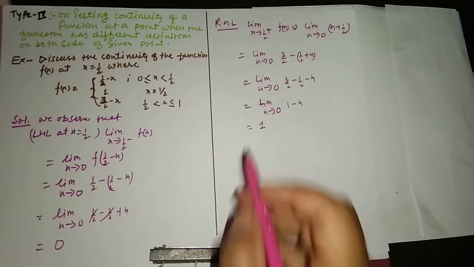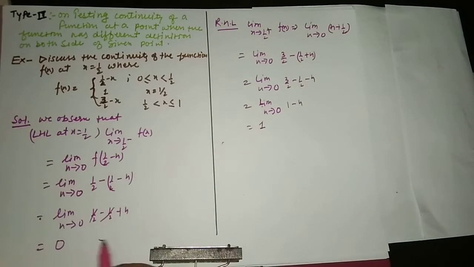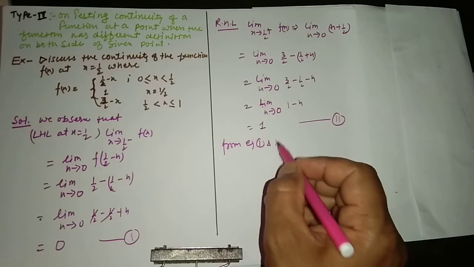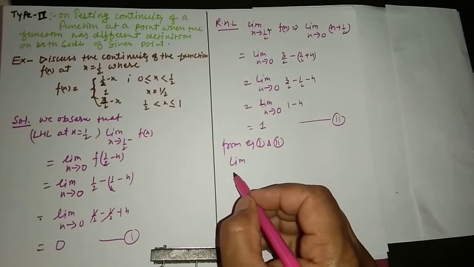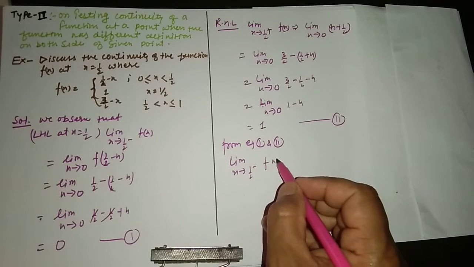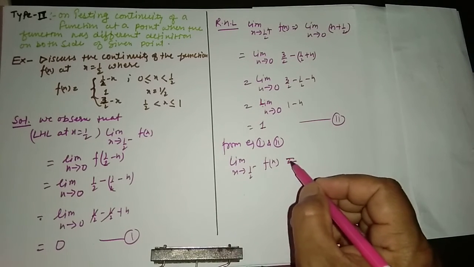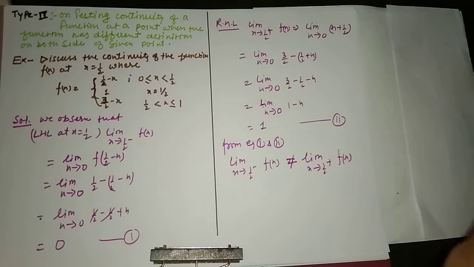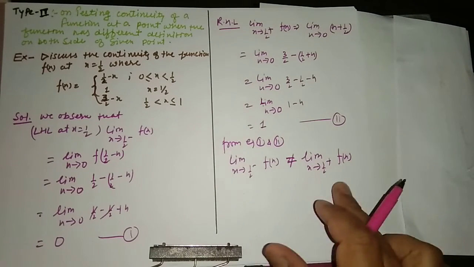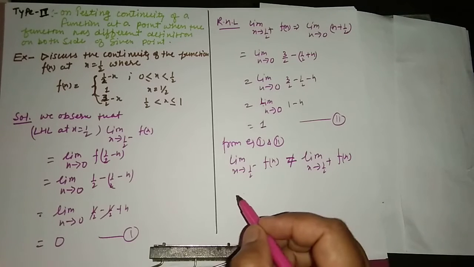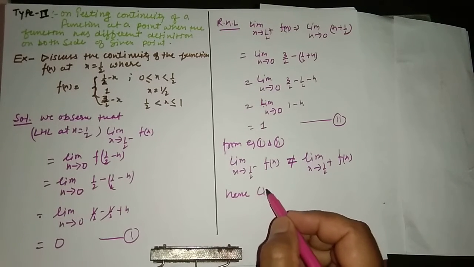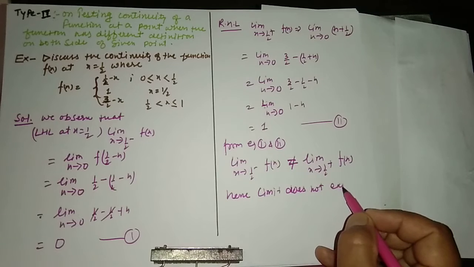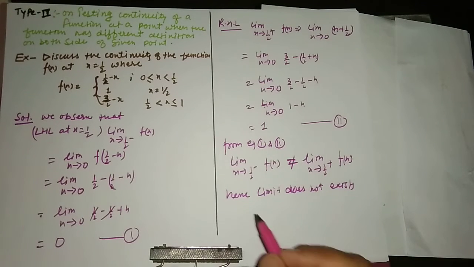Clear? So we can clearly observe that if I call this equation first and this equation second, so from equation first and second, limit x tends to 1/2 negative f(x) is not equal to limit x tends to 1/2 plus f(x). Clear? So in both of the cases the limit does not exist. If the limit does not exist, so we can say hence limit does not exist. Clear?